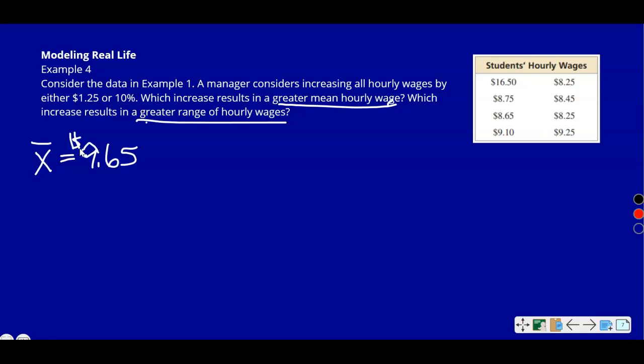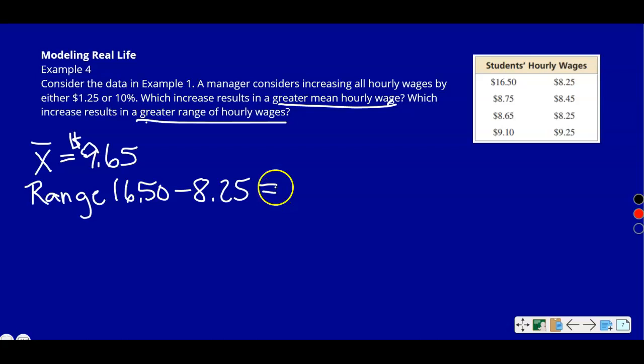All right, now, what was the range? The range is the difference from the highest to the lowest. So the highest amount is $16.50 minus $8.25. $16.50 minus $8.25 is $8.25. All right, so now we know the mean and the range of the original data.